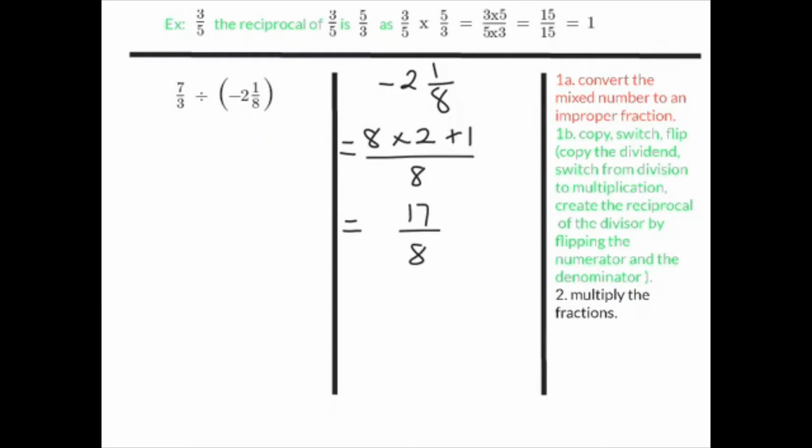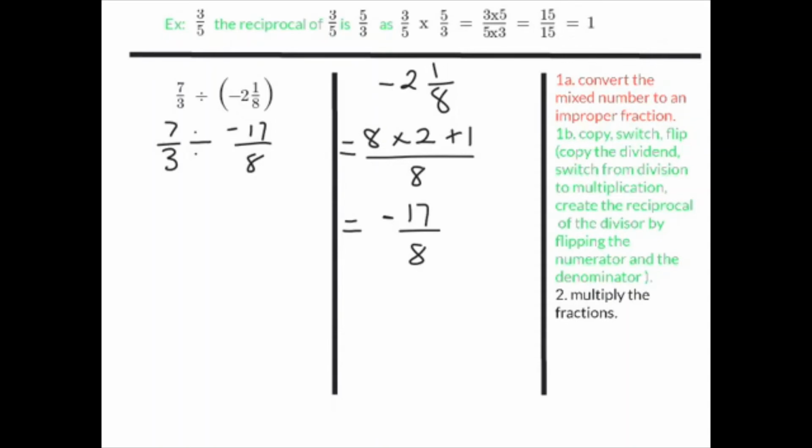And because we were talking about -2 1/8, we're going to keep it negative, so -2 1/8 is equal to -17/8. And now I can use this improper fraction to help with my division. So we have 7/3 divided by -17/8. And now I'm going to do this second part. I'm going to copy, switch, and flip.